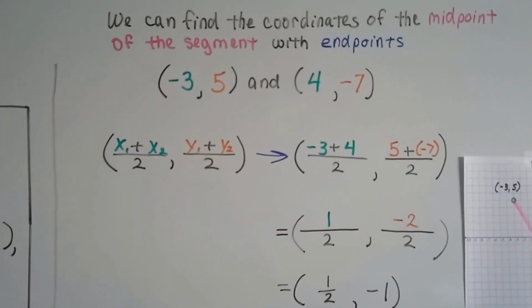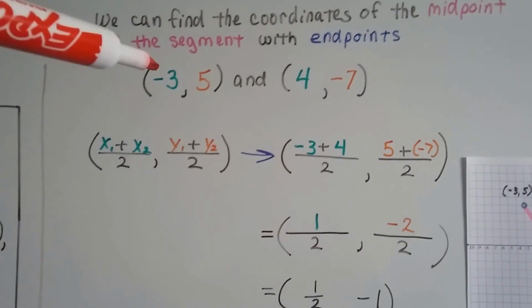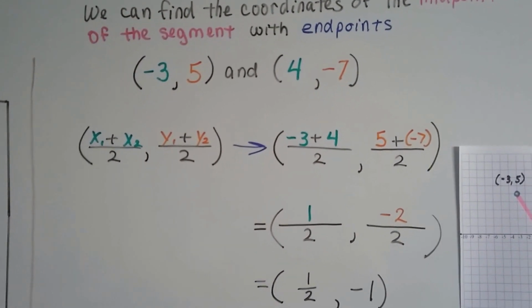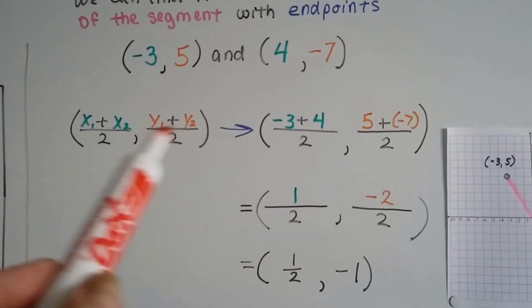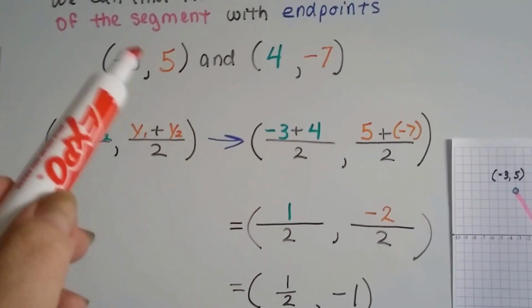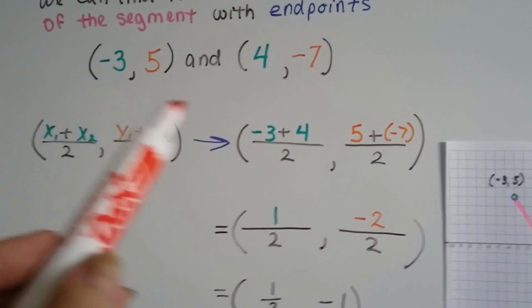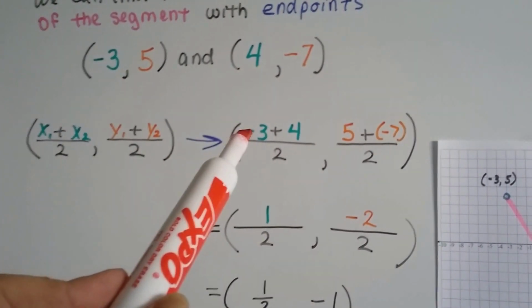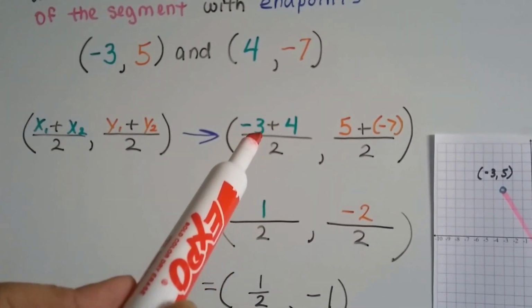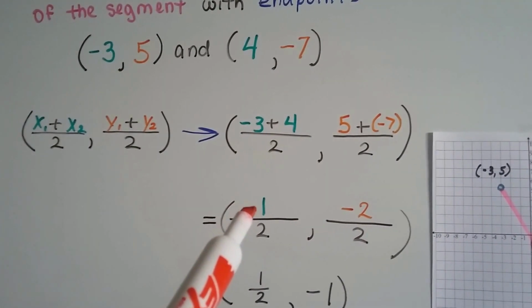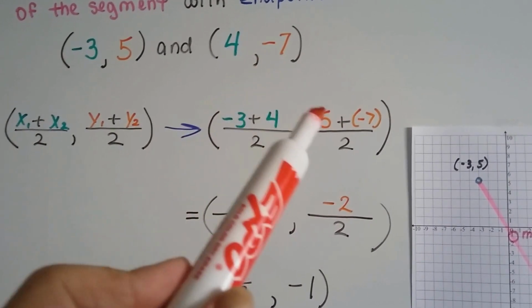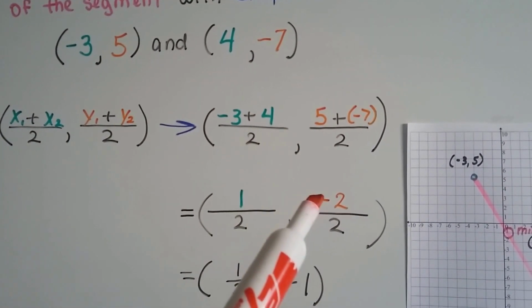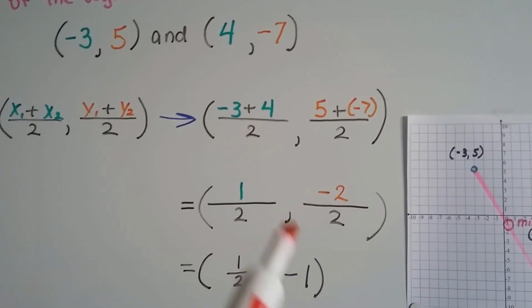Okay? So we can find the coordinates of the midpoint of the segment with endpoints with x is a negative 3, y is a 5, and x is a 4, y is a negative 7. Here's our equation. We plug in our numbers. We've got x sub 1, x sub 2, so we got a negative 3 plus 4. That's going to give us a positive 1, isn't it? Then we've got a 5 plus a negative 7. That's going to give us a negative 2.